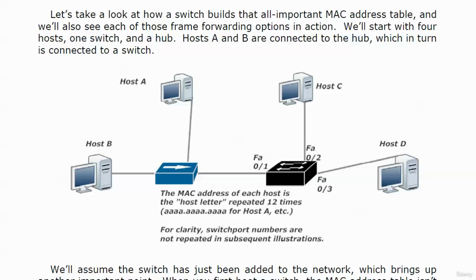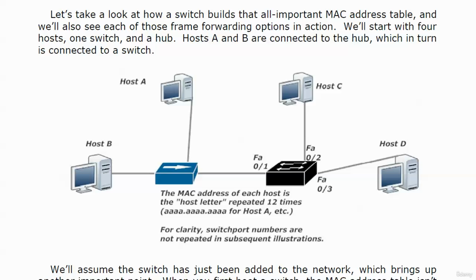We've got at least 40 or 50 labs, probably a lot more than that, that we'll be using on live Cisco switches and layer 2 switches and multi-layer switches. But this one I want to do on the board because it's a lot easier to follow. In this diagram, we have 4 hosts, we have 1 switch, and we have 1 hub. Hosts A and B are connected to the hub, and in turn the hub is connected to our switch. The MAC address of each host is the host letter repeated 12 times, 12 A's for host A, etc.